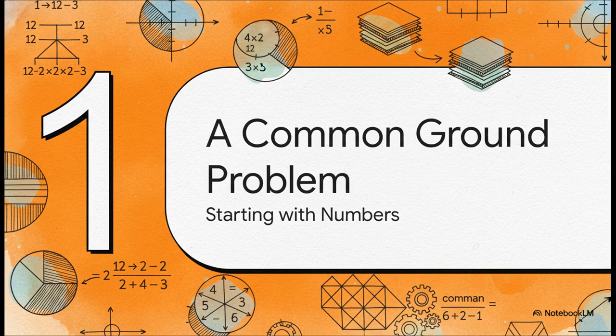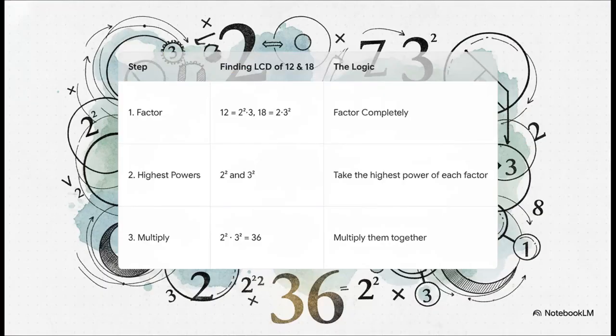To prove it, let's start on some common ground. Before we even think about touching a variable, let's do a quick refresher on how we find an LCD with regular old numbers. This is the foundation for everything. So let's find the LCD of 12 and 18. First things first, you've got to break them down. Factor them completely into their prime building blocks. So 12 is 2 squared times 3, and 18 is 2 times 3 squared. Now you look at all the unique factors you have. In this case, that's just 2's and 3's. And here's the key part. For each factor, you grab the one with the highest power. So we'll take the 2 squared, and we'll take the 3 squared. Multiply those together. 4 times 9 is 36. And that's it. That's our LCD.